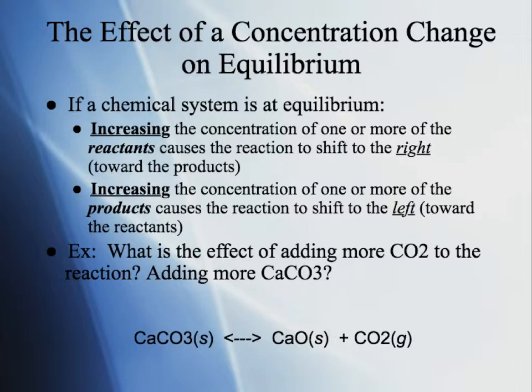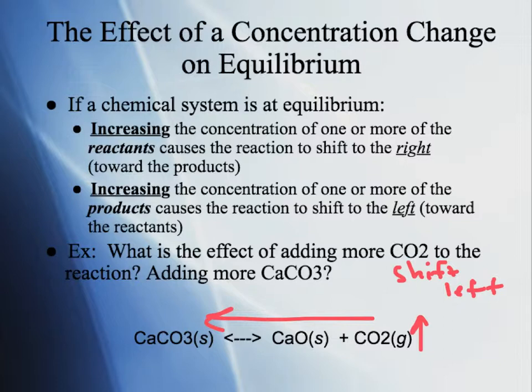So let's take a look at this example. What is the effect of adding more CO2 to the reaction? Here's our reaction. We've got calcium carbonate breaking down to calcium oxide and carbon dioxide. So if we add more CO2 on this side, what will it do? How do we bring those levels back down? We are going to shift it to the left. So if we add more CO2 to the reaction, we're going to shift left to bring that back down again.